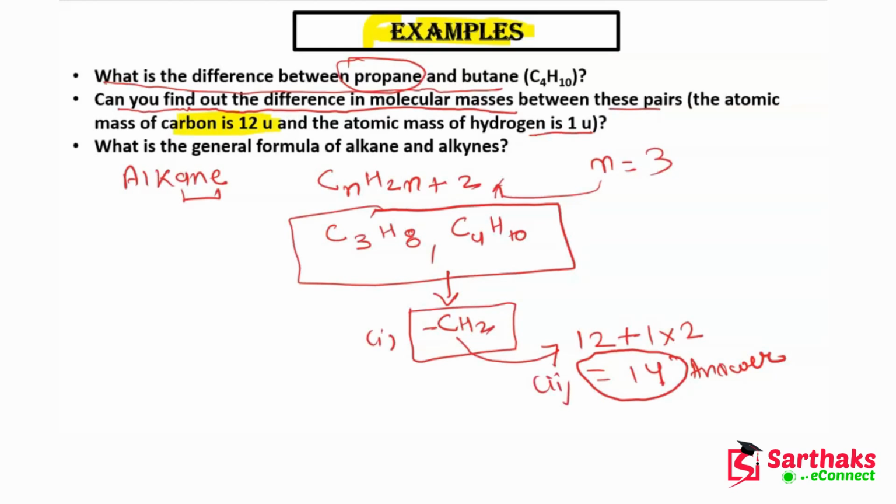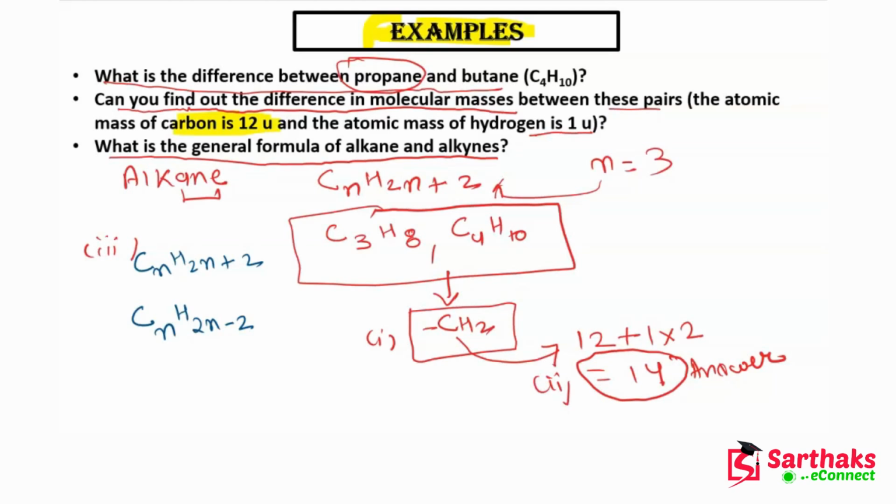Now the last point is, what is the general formula for alkane and alkyne? So guys, the general formula for alkane is already written here, CnH2n+2. And what is the general formula for alkyne? So this will be CnH2n-2.